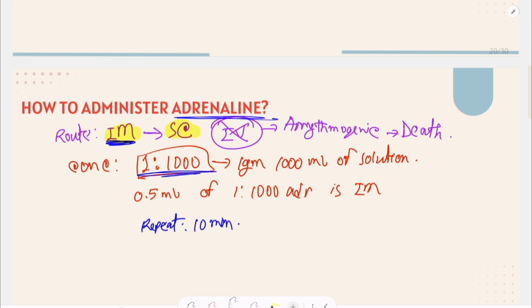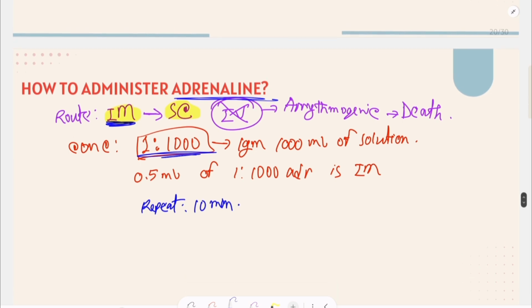If still the person does not respond, then in desperate circumstances, we can give IV adrenaline. But for IV adrenaline, the concentration should be 1 in 10,000. This means we need to dilute the previous one by 10 times. Only then we should give it intravenously. 1 in 1000 IV adrenaline will cause arrhythmia and the person may die. So if we use intravenous, it is 10 times diluted. And the indication for intravenous is when the intramuscular route has failed repeatedly.